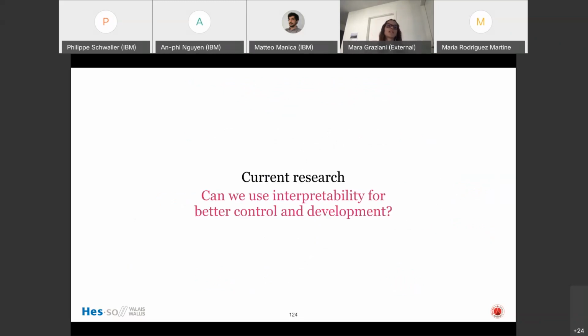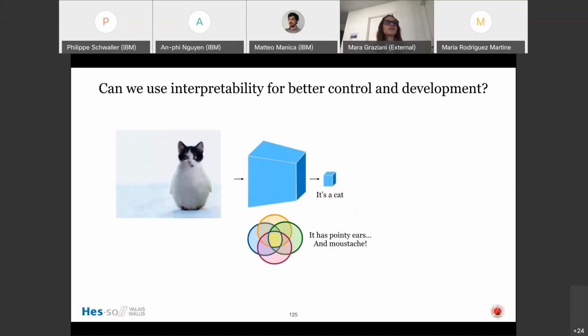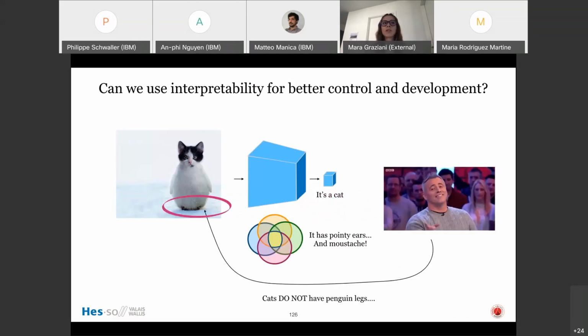Yes, and that's exciting. I can show you now some of our current and still unpublished research. We're using interpretability to obtain better control in model development. Let's go back to our example from the beginning. So yes, this is still a cat. And we know that this classification is happening because the network is focusing on the pointy ears and the mustache of the cat. Okay, so we know what's happening.